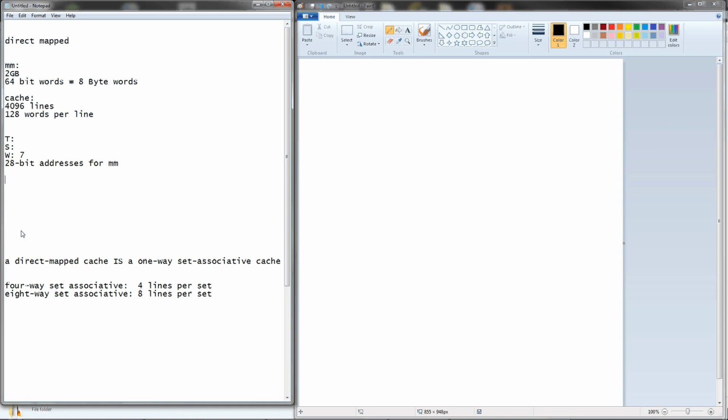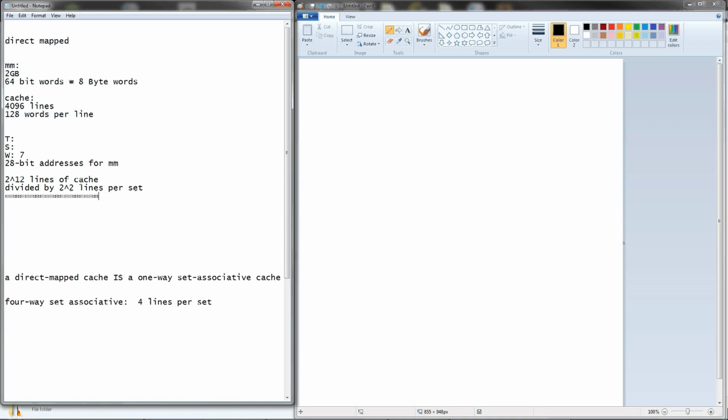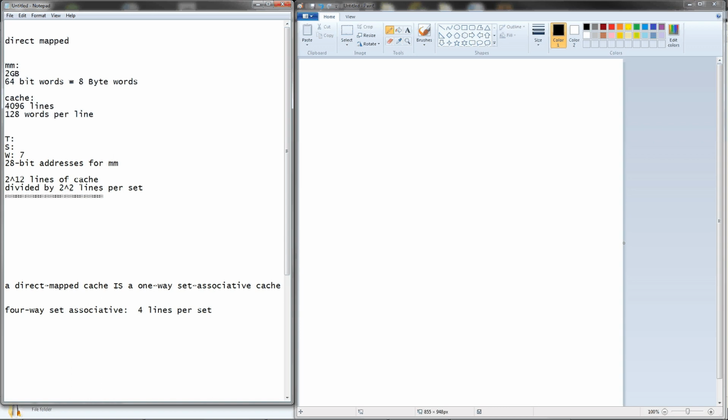For a 4-way set-associative cache, you're trying to find out how many sets there are total. Well, there are 2 to the 12 lines of cache divided by 2 to the 2, because I'm going to do a 4-way set-associative cache for now. Forget this one for now. Divided by 2 to the 2 lines per set. If we divide that, the lines get cancelled out, and we get 2 to the power of 10 sets per cache.